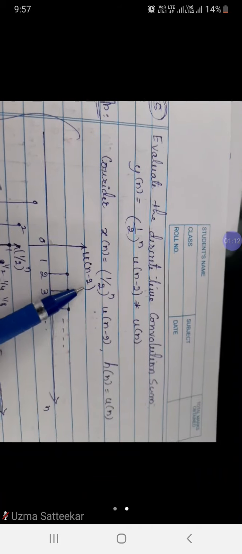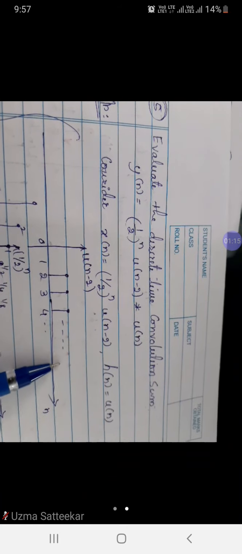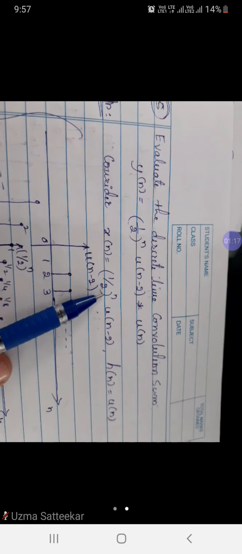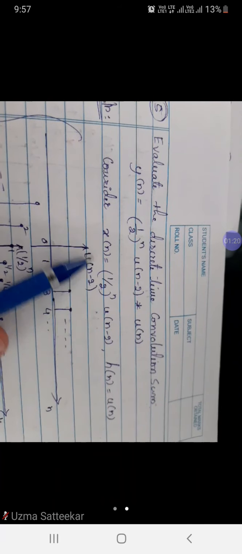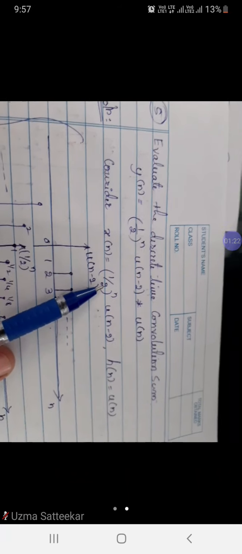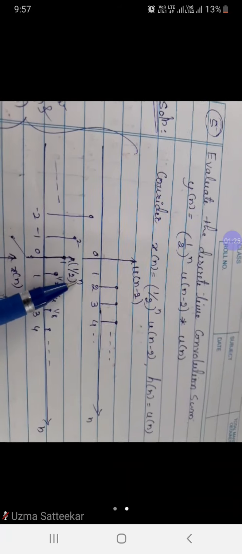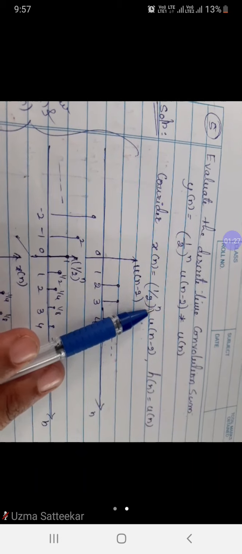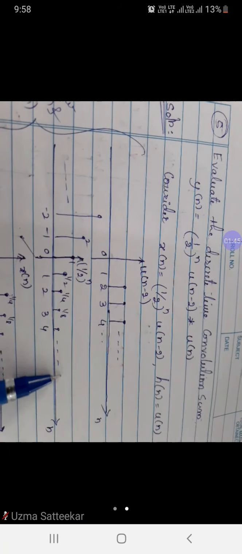This is u of n minus 2, which starts from 2 and extends up to plus infinity. And half raised to n can take any negative value, 0 and positive values. If I put n as 0, half raised to 0 will be 1, so at 0 you get amplitude 1. Then at n equal to 1, half. At n equal to 2, 1 by 4. At n equal to 3, 1 by 8. Then 1 by 16. Like that, the amplitude continuously decreases towards positive infinity.